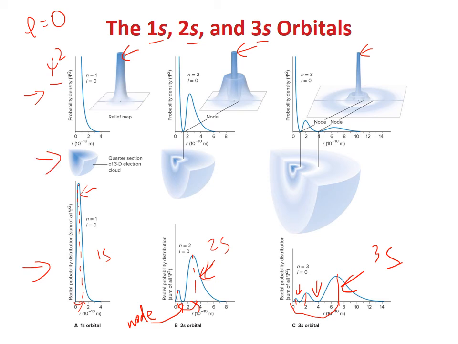Now this is called 95% probability contour. And you can see 2s orbital is larger than 1s, and the 3s orbital is even larger. And you also see here a white layer, which represents this node where probability is 0. And in 3s orbital, we see 2 layers, 1 and 2, where the probability to find electrons is zero.